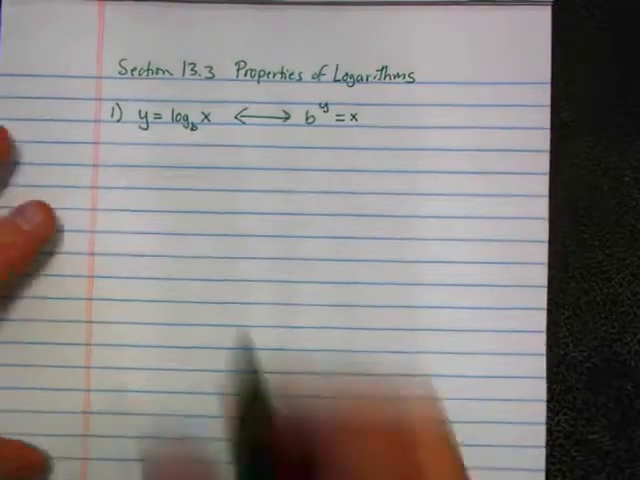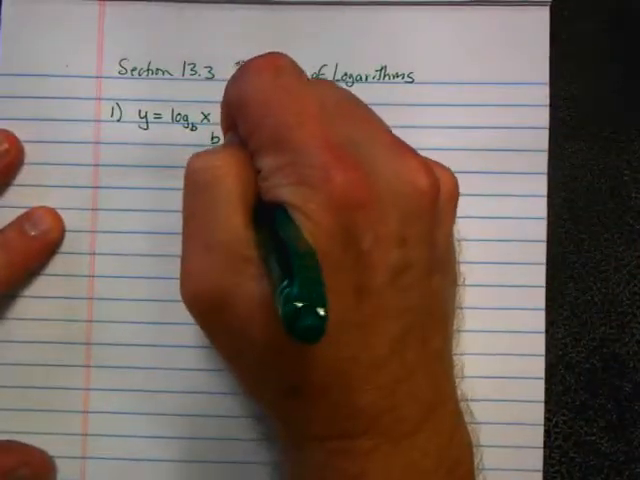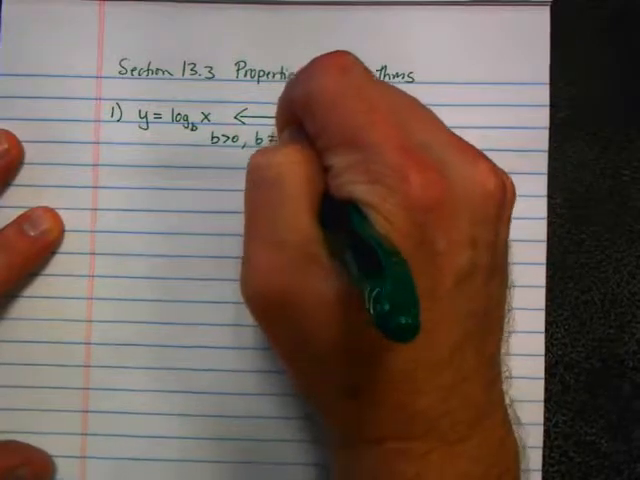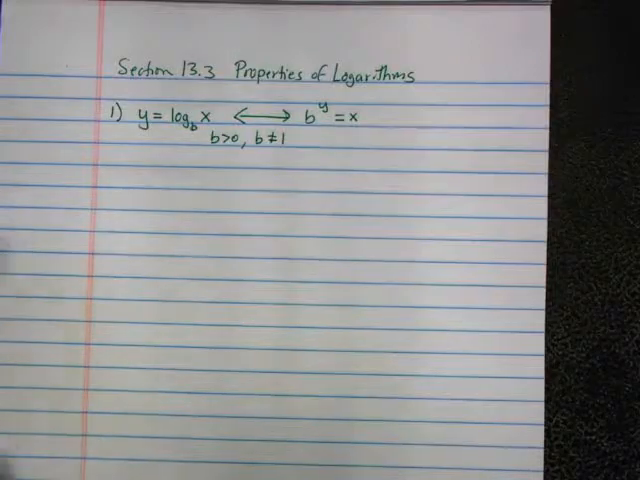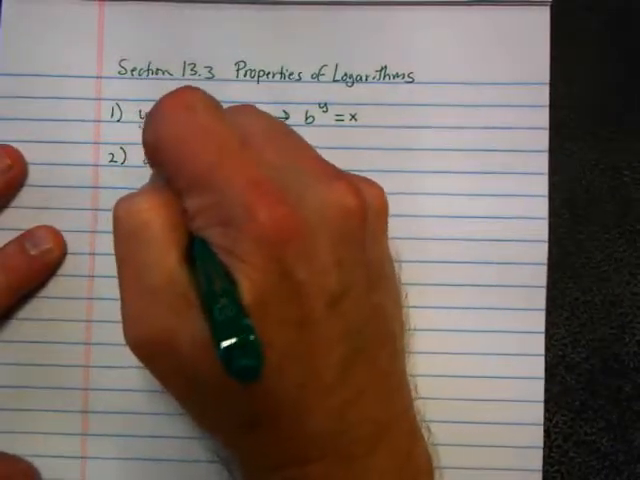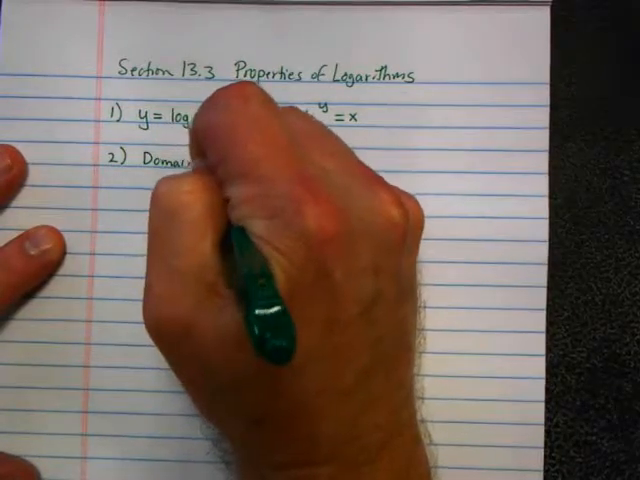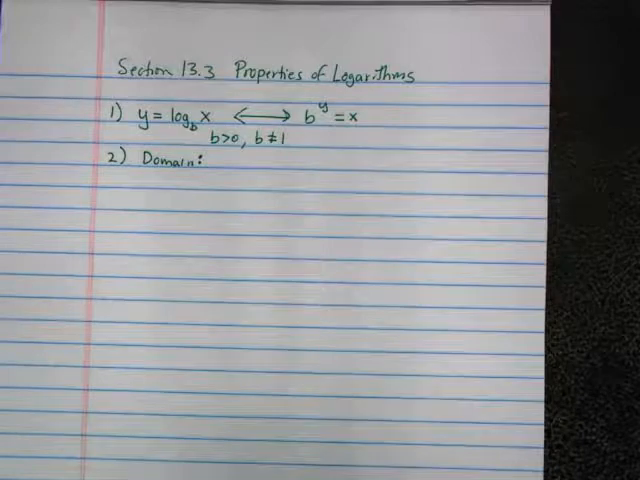And then from that definition, we need to remember that b has to be bigger than 0, and b does not equal 1. And then after looking at that definition, we discovered a couple things. The domain. What kind of x numbers can I plug into a logarithm? Anybody remember? I can plug in some fractions.